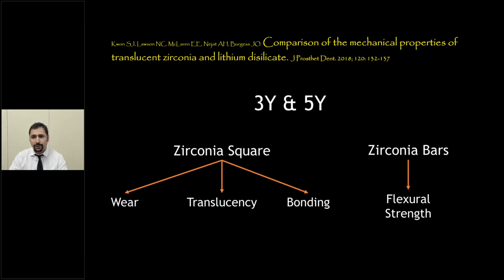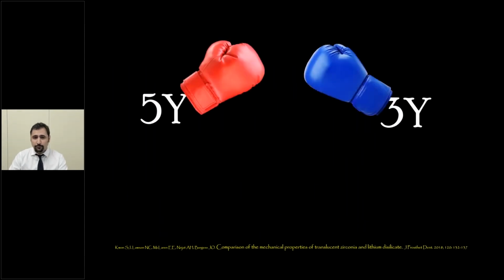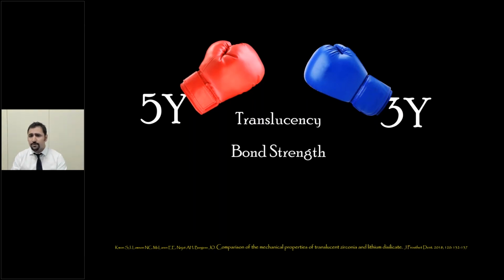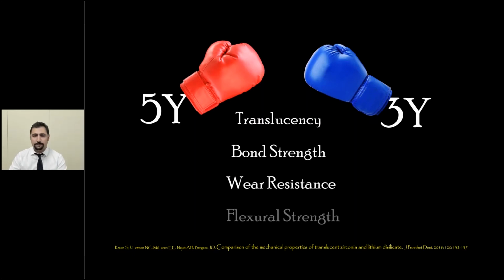So what we observed is that when we compared 3Y to 5Y zirconia, we can see that the 5Y has higher cubic phase. Subsequently, it has a higher amount of light passing through it. We don't go deep into why that. So at the end, it has higher translucency than 3Y. In terms of bond strength, they acted the same. So essentially 3Y and 5Y, same bondability. And in terms of wear resistance, they also perform similarly. However, in terms of flexural strength, 5Y was inferior to 3Y.